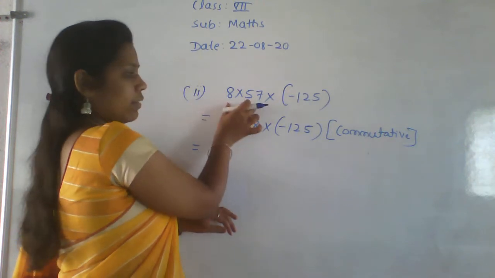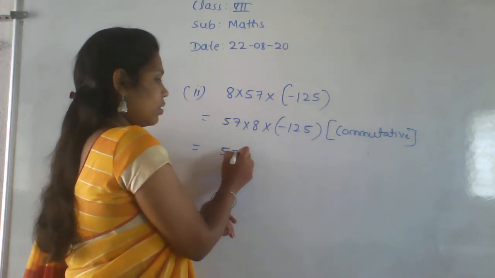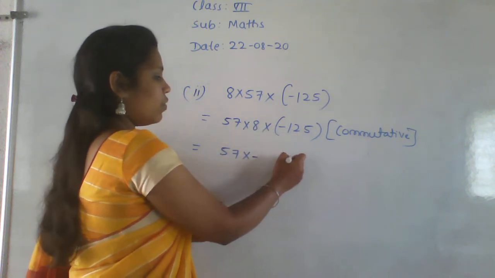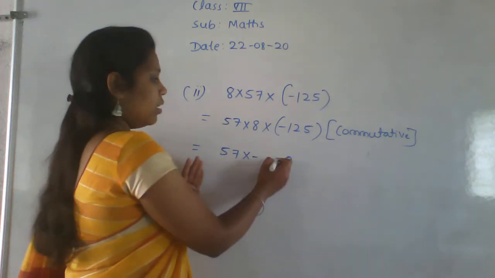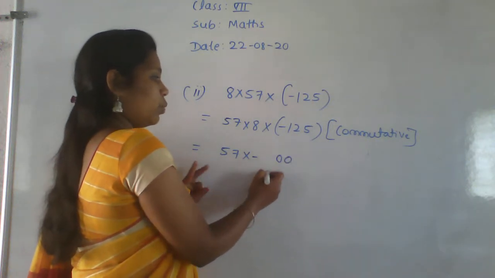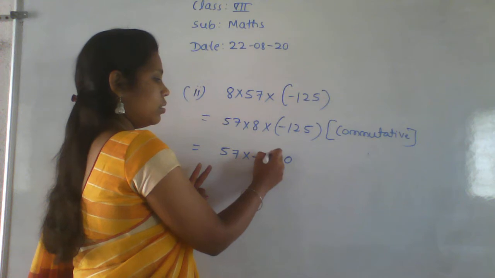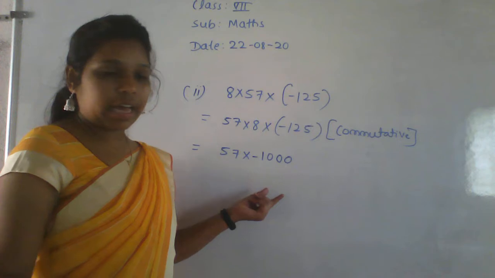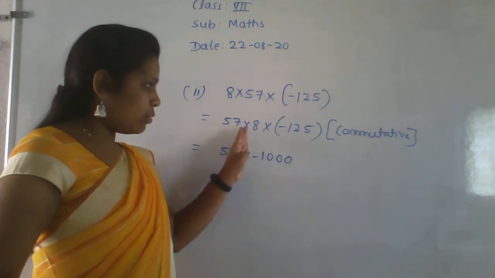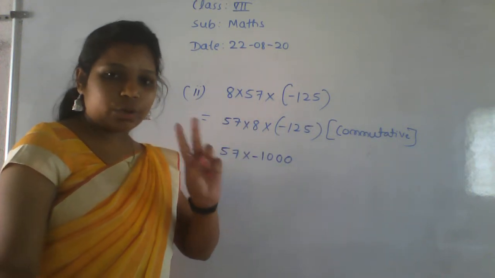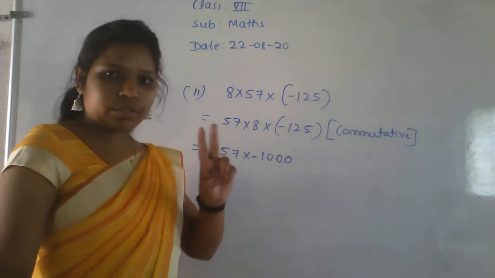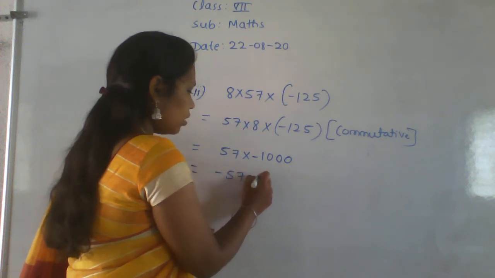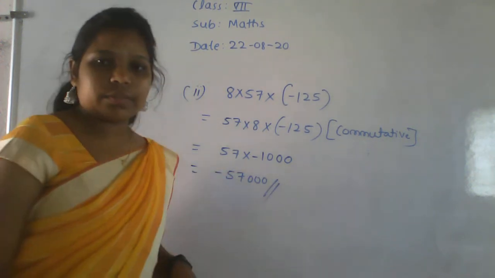Next, just reverse these things, and after that 57 into this minus 125. Now 125 into 8, the 1000 value: 8 5s are 40, 4 carry, 8 2s are 16 plus 4 is 20, 2 carry, and 8 1s are 8 plus 2 is 10. So 1000 you got here. That is minus 57,000. Answer is this one.